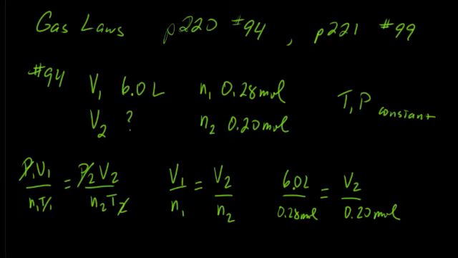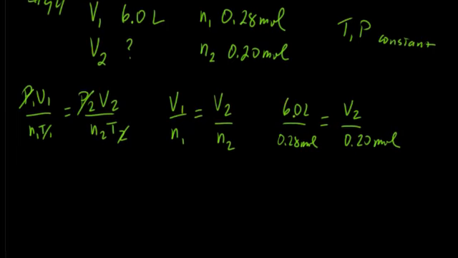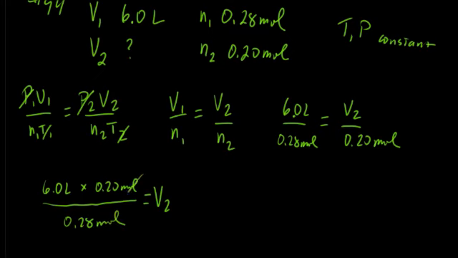Let me scroll this down so when we continue the calculation we can see what's going on. Rearranging algebraically to get V2 by itself, we multiply both sides by 0.20 moles. So this becomes 6.0 liters times 0.20 moles all over 0.28 moles. Moles on top, moles on the bottom, they cancel. We do this math, and V2 equals 4.2857 and so on.